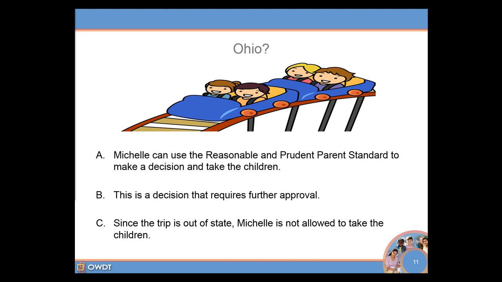A. Michelle can use the reasonable and prudent parent standard to make a decision and take the children. B. This is a decision that requires further approval. C. Since the trip is out of state, Michelle is not allowed to take the children.